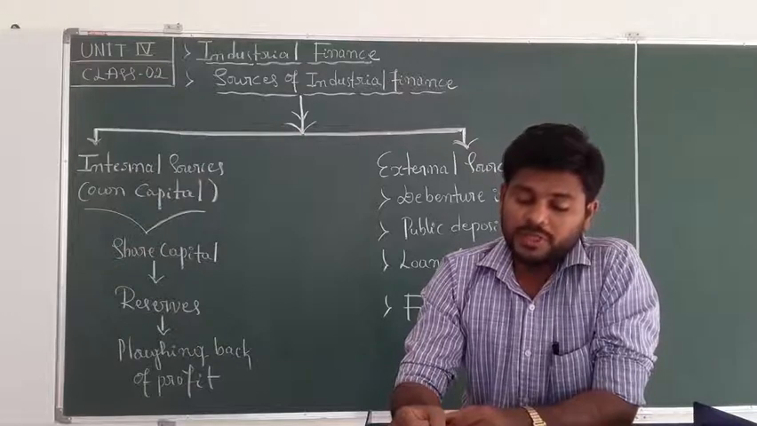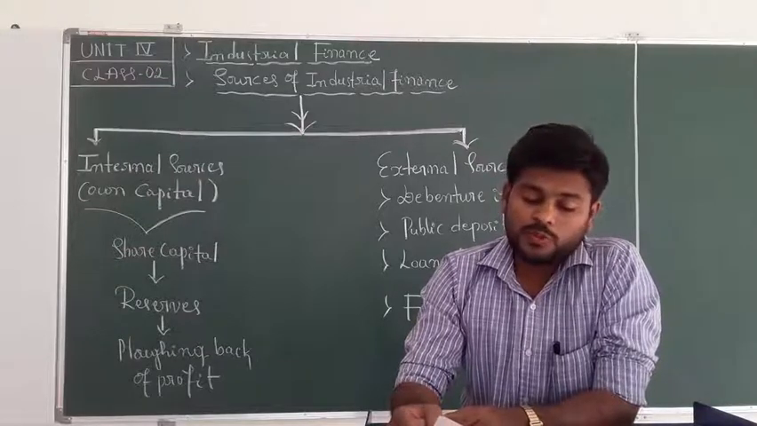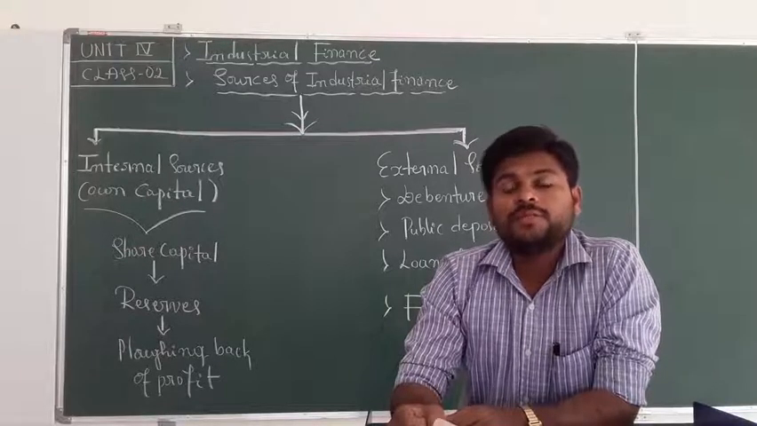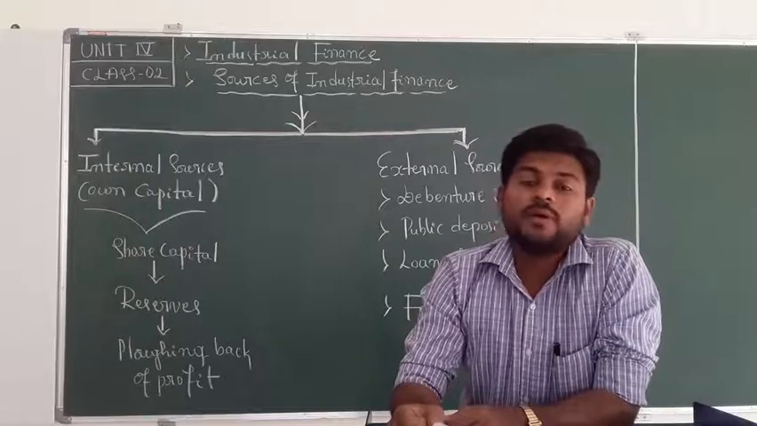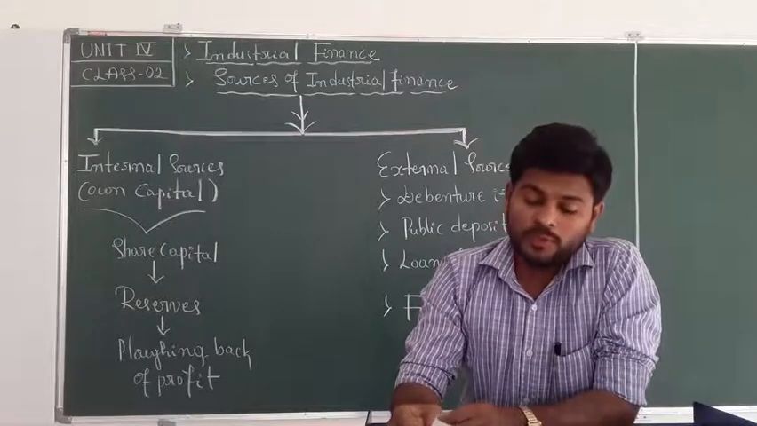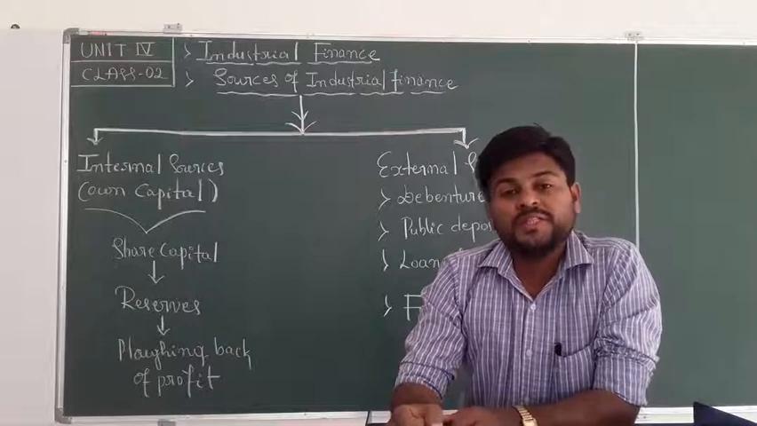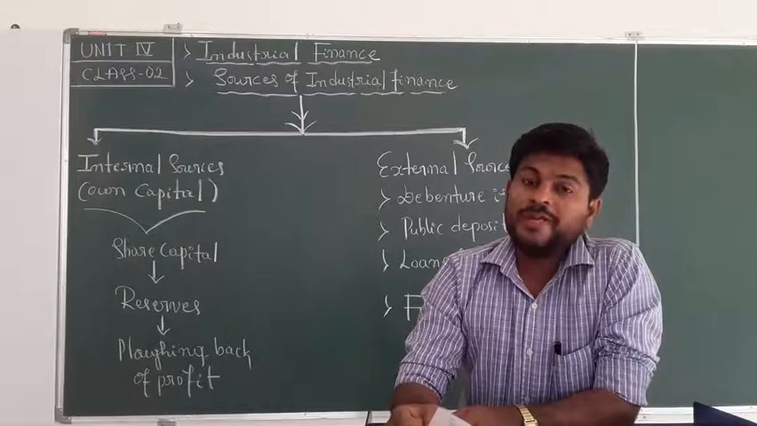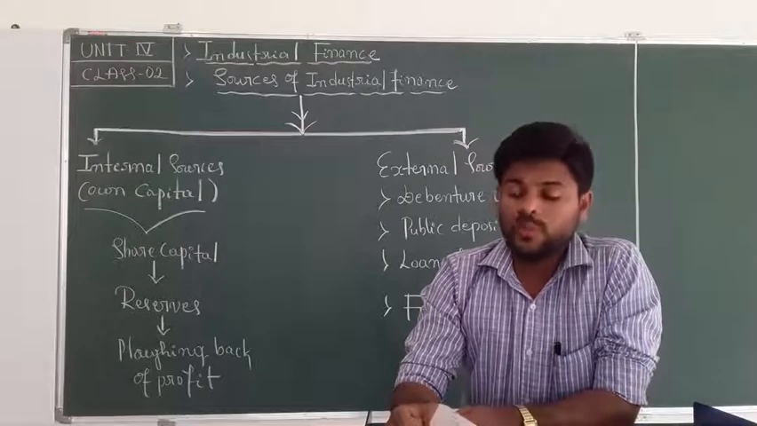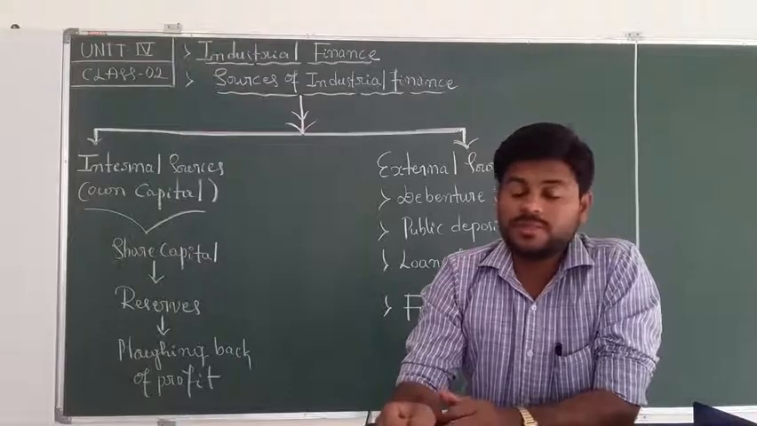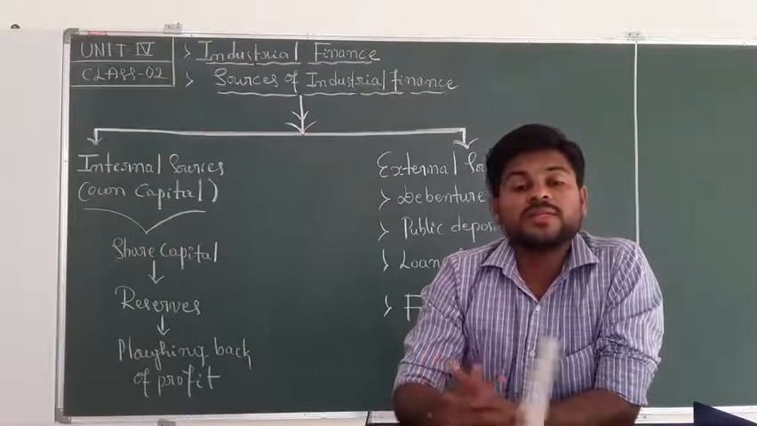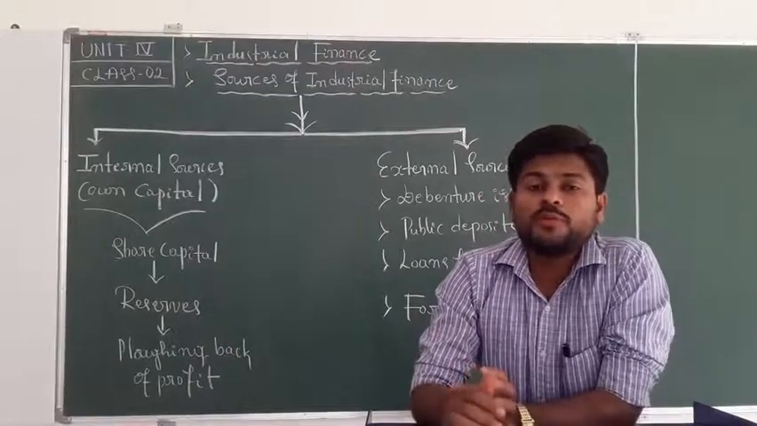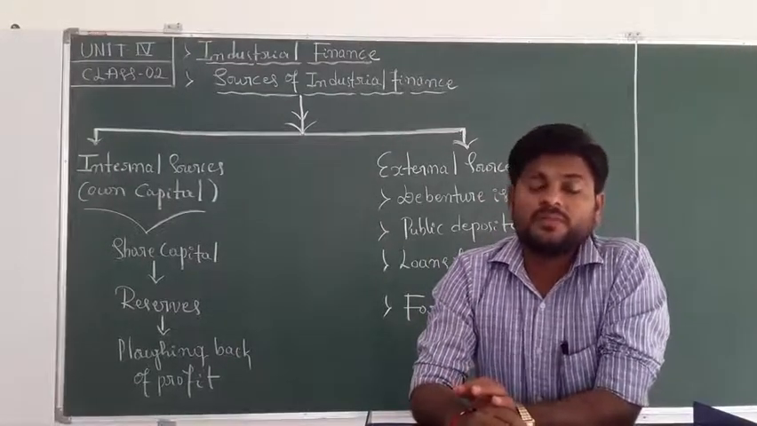They include debentures, public deposits and loans from financial institutions. See, the industries or companies take loans from outside the industry, such as debenture issues, public deposits and loans from financial institutions like the banking sectors. See, it is also one of the important sources of industrial finance.